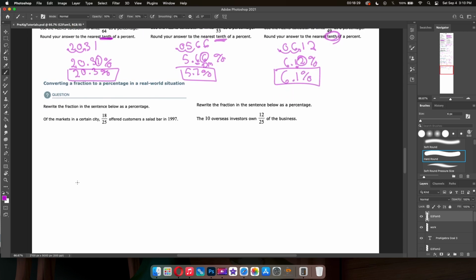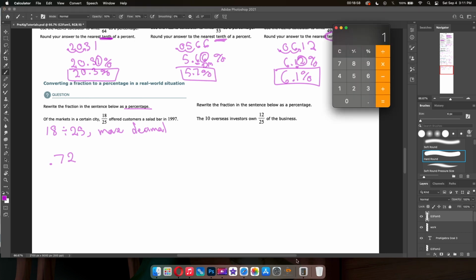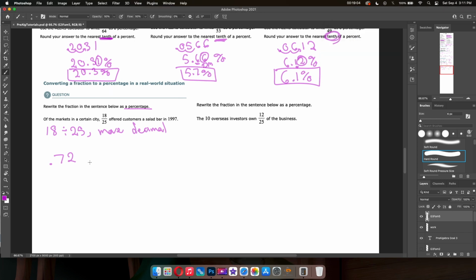Now, our last topic for this video is going to be shorter than some of the others. Rewrite the fraction in the sentence below as a percent. So now we're doing all of the same things again. We're going to do 18 divided by 25, and then we're going to move the decimal. Let's see if I can do this in my head. Wish me luck. 72. All right, that's my guess. Let's see if we're right. So we're going to do 18 divided by 25, 72. Yep. And now that's our decimal converted to a percent. 1, 2 to the right equals 72%.